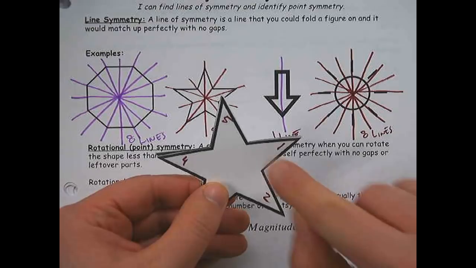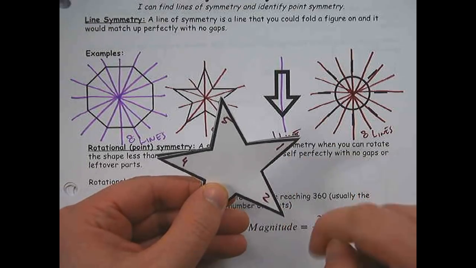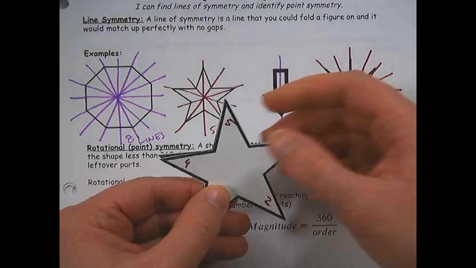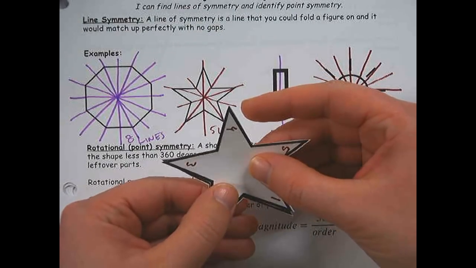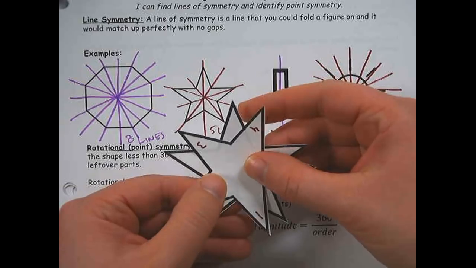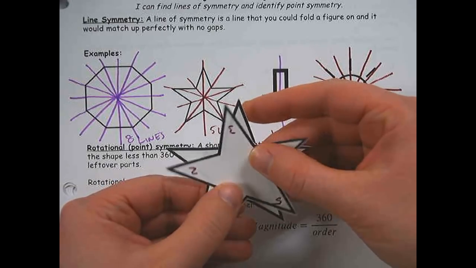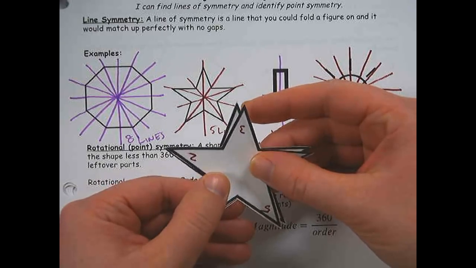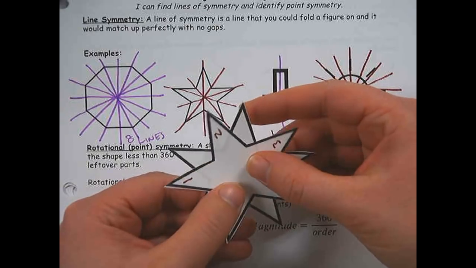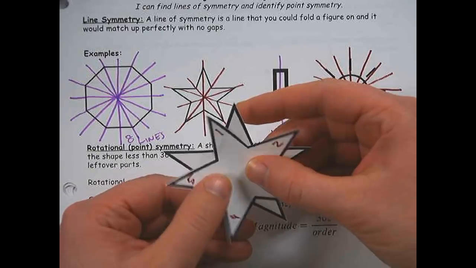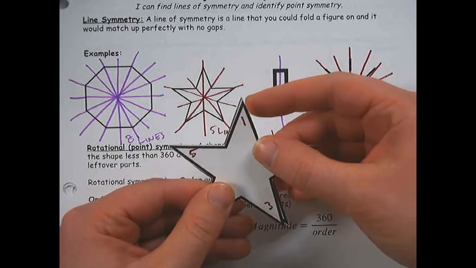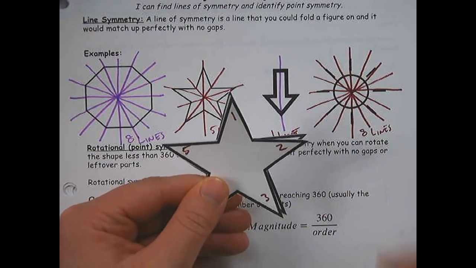And I'm going to see how many times I can do that until I get 1 back on top again. So there's 1, 2, 3, 4, and 5, and now 1's back on top again, so now I've made it a full 360 degrees.